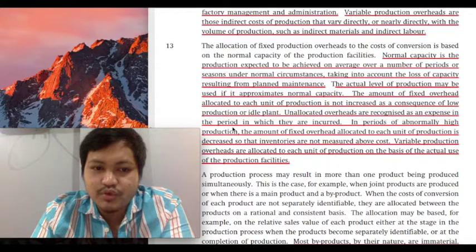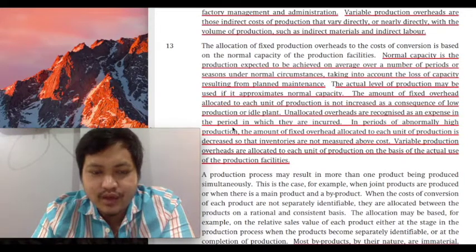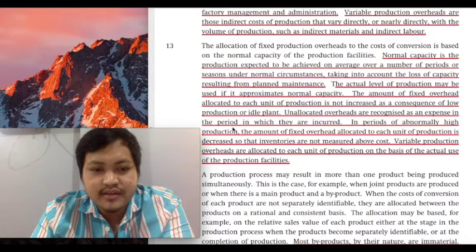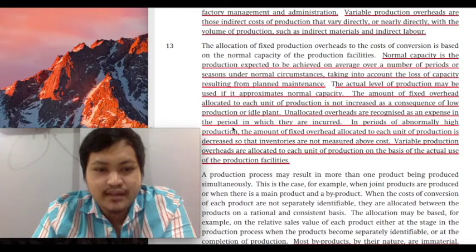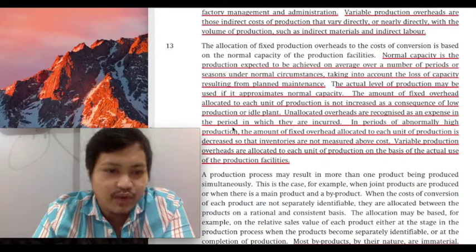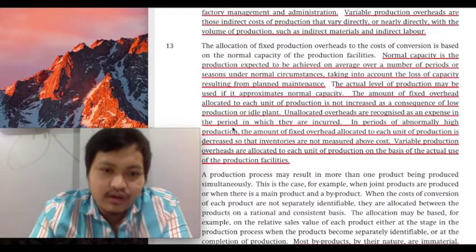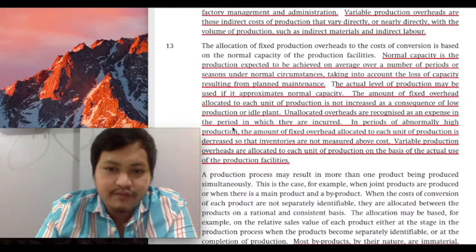Basically, class, we use normal capacity to avoid undervaluing or overvaluing our inventories in case of abnormally high or abnormally low levels of production. So, instead of using the actual capacity in cases of abnormally low and abnormally high levels of production, we stick to the normal capacity so as to avoid overvaluing or undervaluing the costs of our inventories.